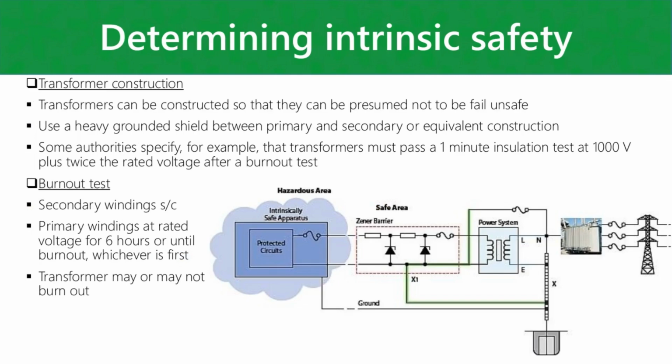for your intended purposes. I just want to see here with the intrinsically safe transformer construction. Actually, it is still in the textbook. It's just the order is a little bit different. Okay. So it's actually for transformer construction. So transformers can be constructed so that they can be presumed not to fail unsafe.